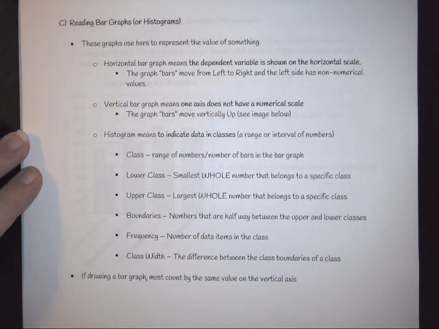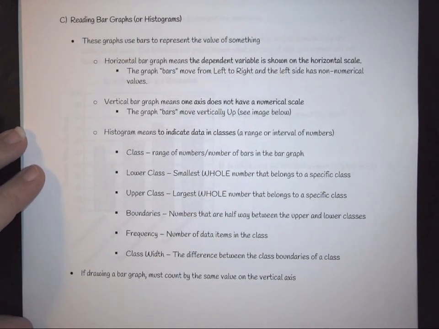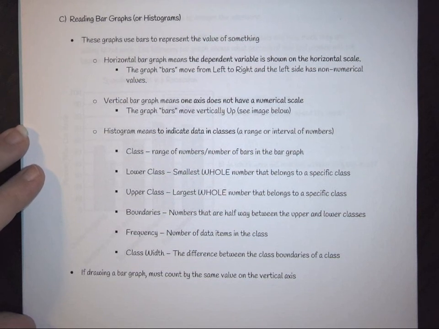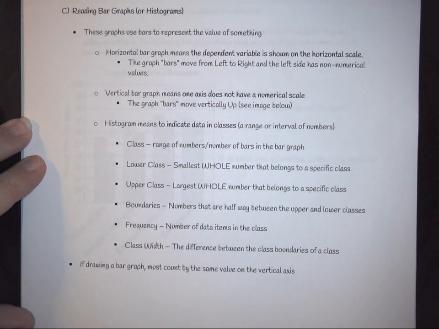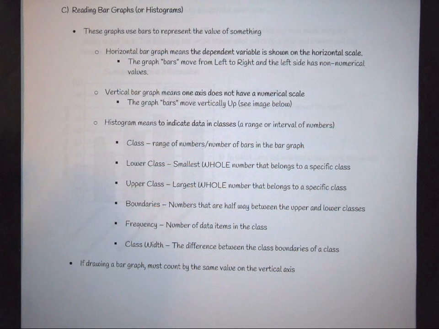Alright, another type of graph we have is a bar graph, or better known as the histogram. So when we're talking about these types of graphs, bar graphs or histograms, we use them to represent values. They can be shown vertically or horizontally. A horizontal bar graph tells you that the dependent variable is shown on the horizontal axis. Okay? You notice your bars are going to move left to right. It almost looks as if they're laying on their side.